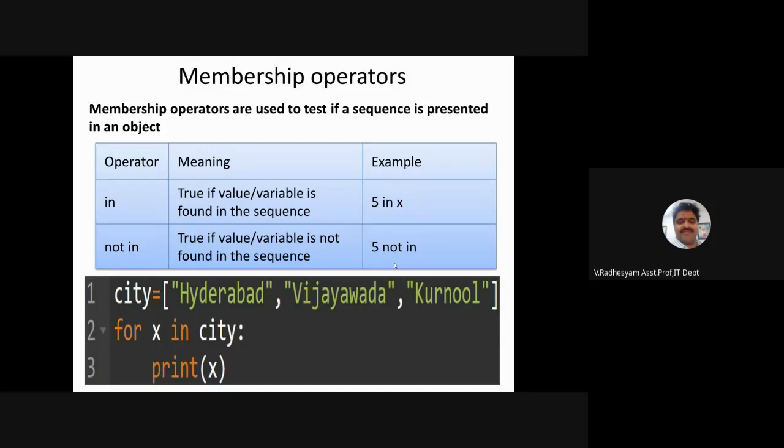I think we don't have operators called in or not in in C programming. Am I correct? Have you seen any operator like in or not in in C programming? No. But in Python, these are exclusively for Python: the operators called in and not in.